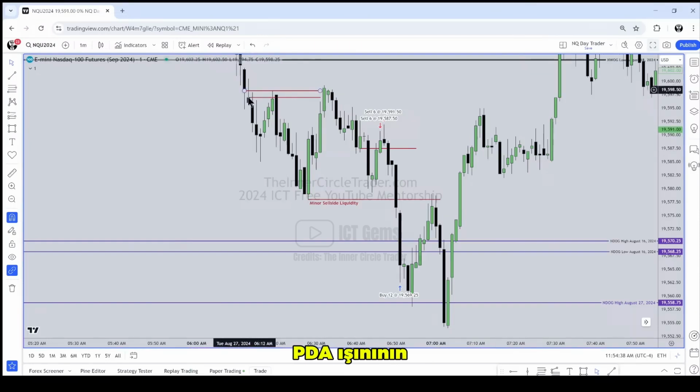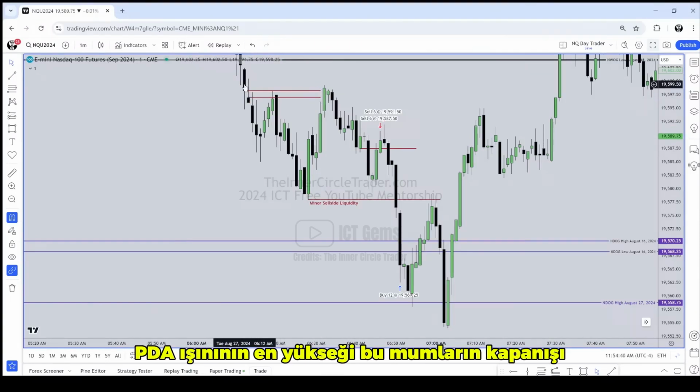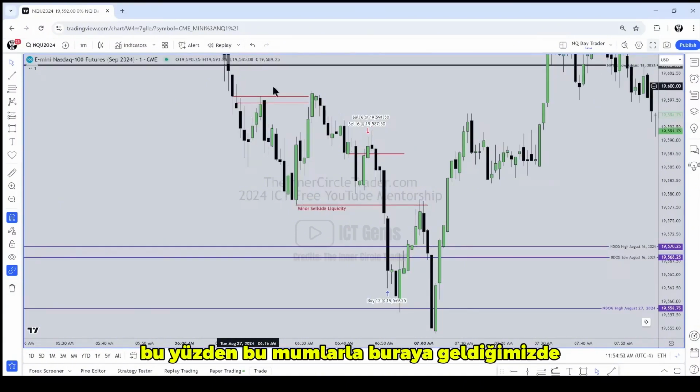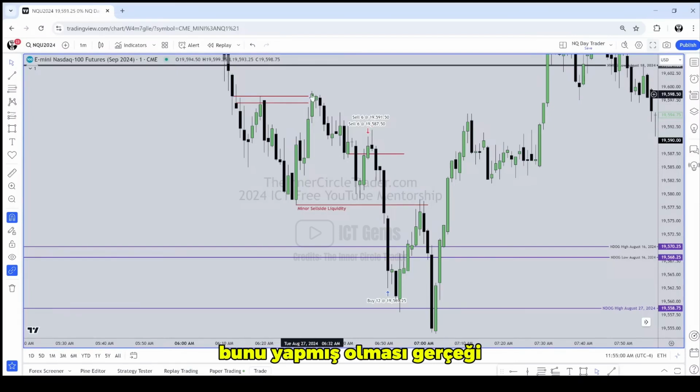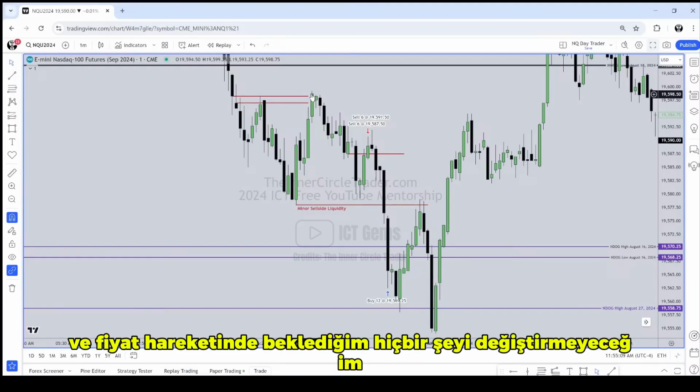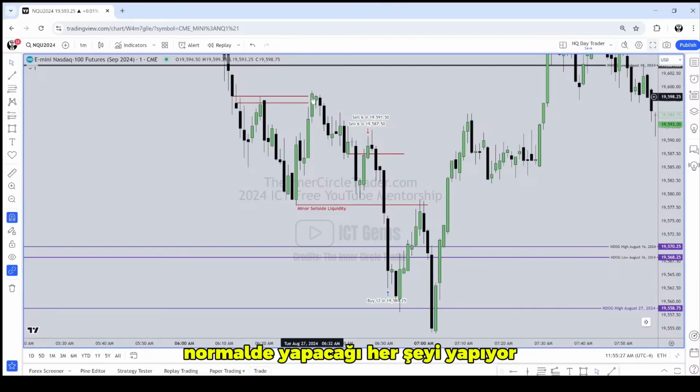of the PD array. The high of that PD array is this candle's close. So when we went above it here with this candle's close, the fact that it did that, it's so subtle that it's permissible. I allow that to happen and not change anything that I expect in price action. It's doing everything it's normally going to do. And the next candle confirms it because it stays where? Inside of that volume imbalance.